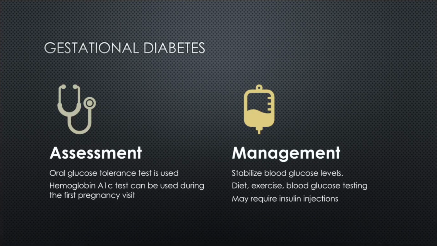When it comes to gestational diabetes, the oral glucose tolerance test is used to diagnose it up until within 12 weeks of delivery. So that's that glucola I was talking about. The hemoglobin A1C test may be used during the first pregnancy visit to identify the presence of pre-existing diabetes or pre-diabetes, not gestational diabetes, but if they had diabetes before they got pregnant. And then for management, you're just going to stabilize the blood glucose levels as soon as possible. Diet modification, exercise, and blood glucose testing, and insulin injections may actually be required. However, that is less common.